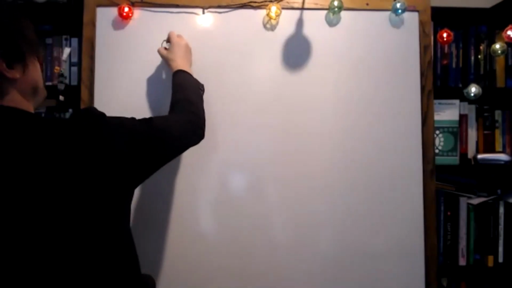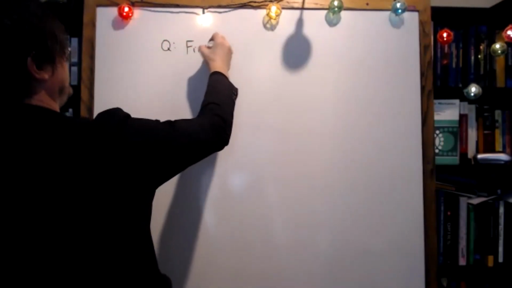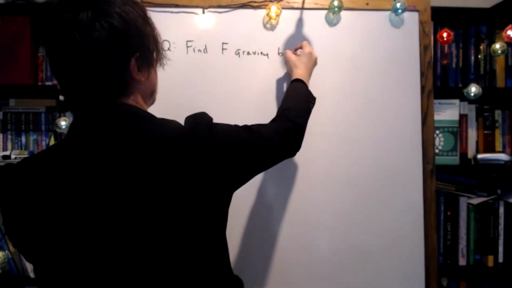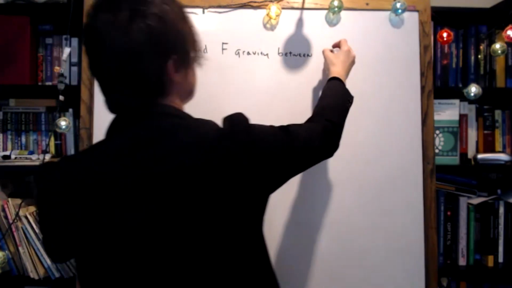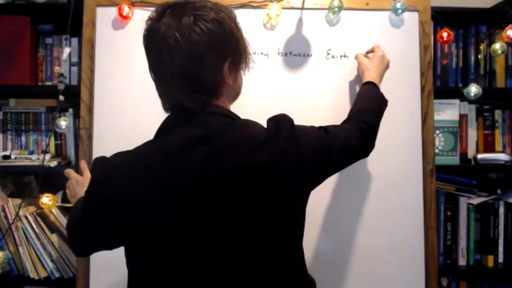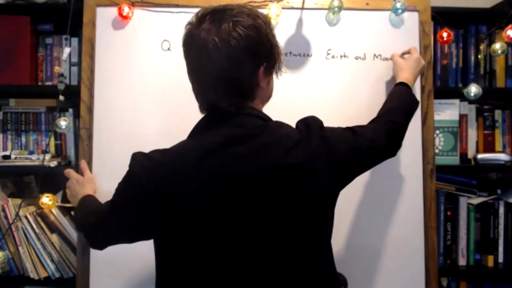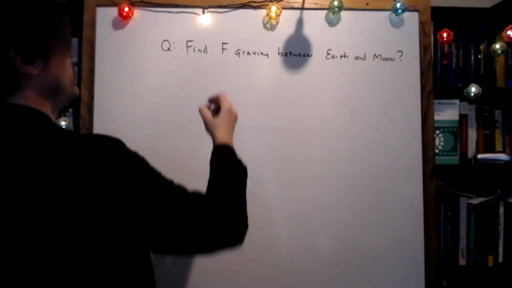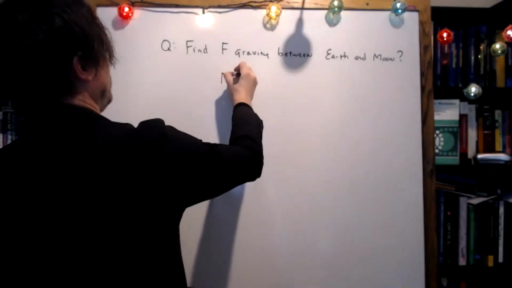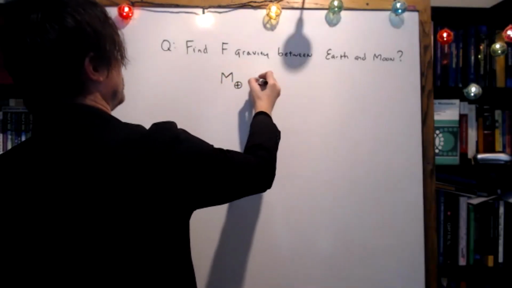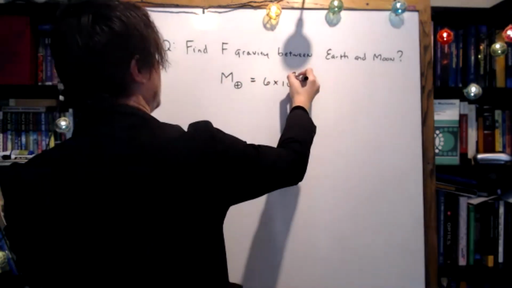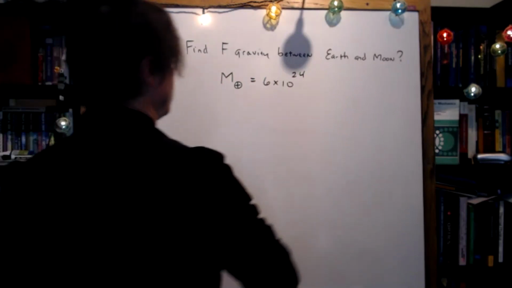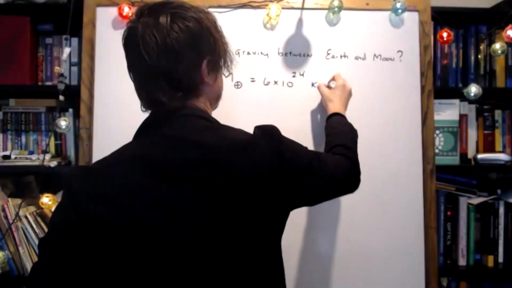So here's your question. Find the force of gravity between Earth and the moon. We're going to need some data to do this. I'm going to help you out. The mass of the Earth is 6 times 10 to the 24. Let's use blue for units here. 6 times 10 to the 24 kilograms.